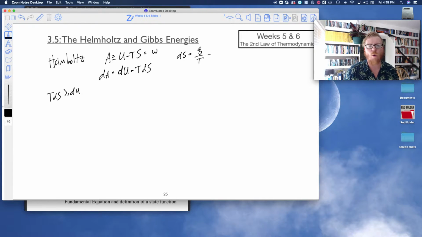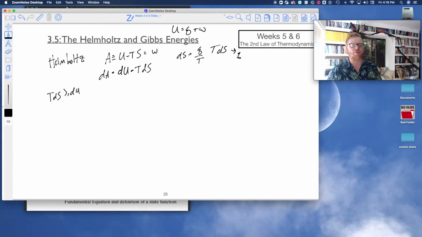So once again, the quantity TdS is really giving us heat. So when we talk about the difference, U minus Q, that has to be W, right? Because we know U equals Q plus W. So this is where we get the name maximum work function out of the Helmholtz free energy, okay?